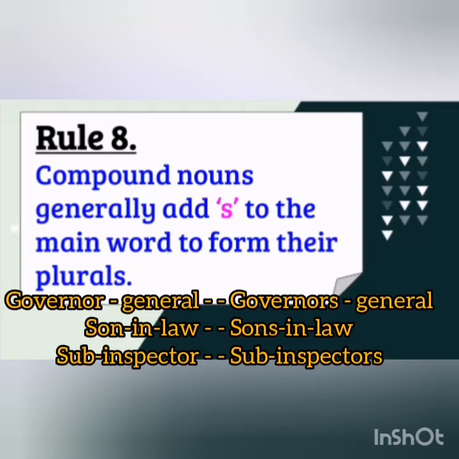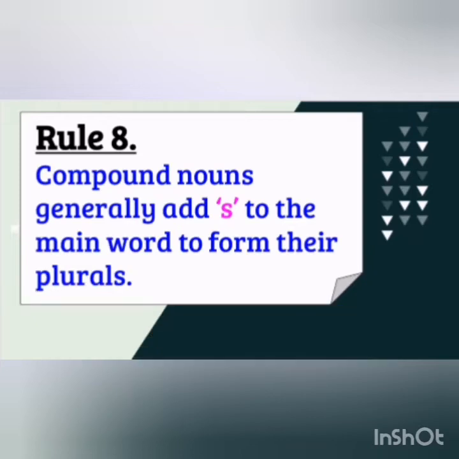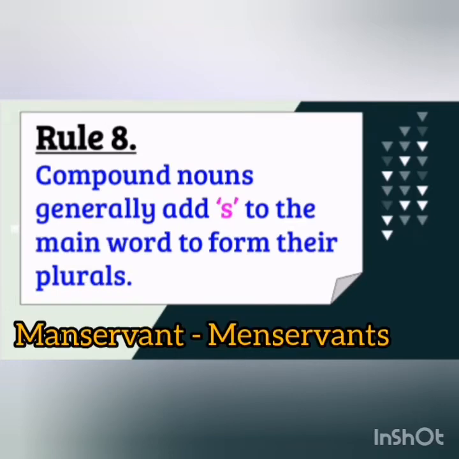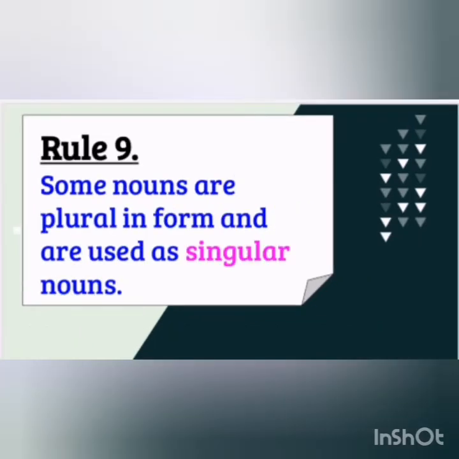Sub-inspector, it will be sub-inspectors. Understood? Now in this there are some exceptions also. Exceptions means in which the rule doesn't apply. Like for example man-servant, it will be men-servants. Yes? Now coming to the ninth rule.